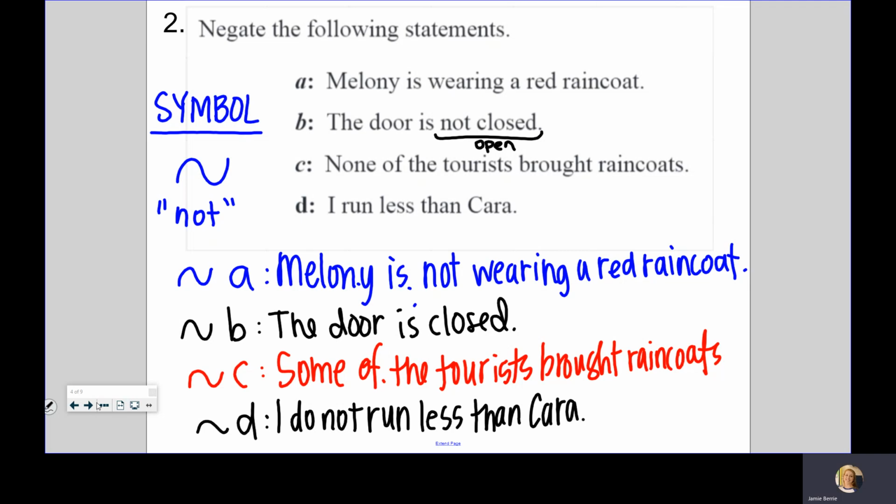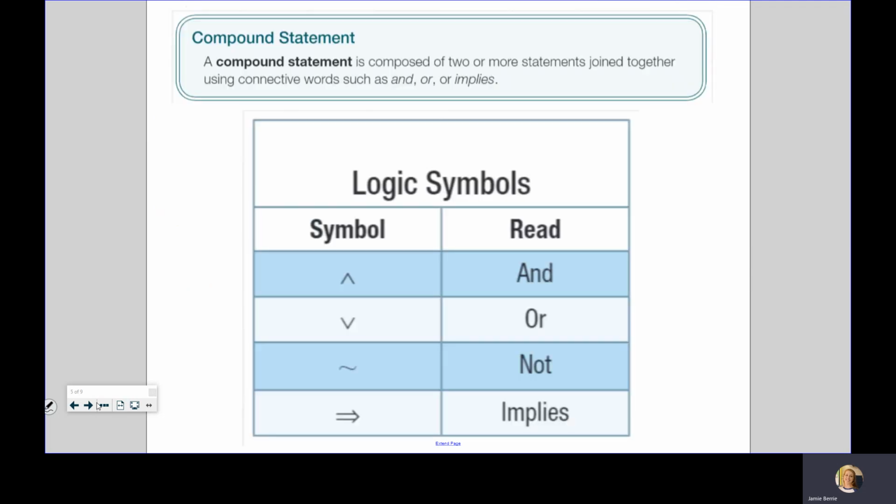All right. Now we're going to look at the logic symbols. We've already seen one. We've already learned our first symbol. Next, we're going to talk about compound statements. Compound statements is pretty intuitive, pretty straightforward. It's just composed of two or more statements. So compound statements are where you have two or more statements joined together using a connective word. These are the connective words and, or, and implies.